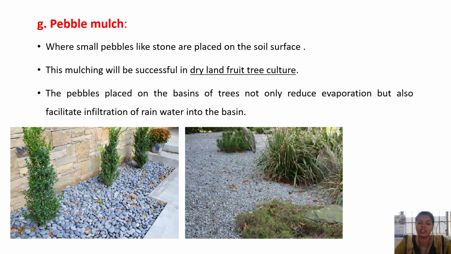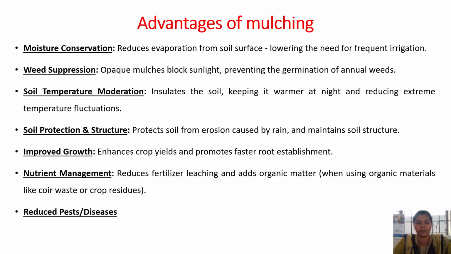Next comes the pebble mulch. Pebble mulch, as you can see in the picture, small stones and pebbles will be used to cover the soil surface, and this is very common in dryland fruit tree cultures.